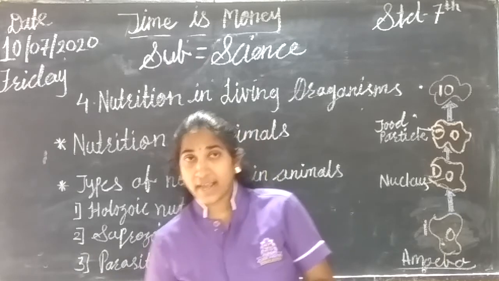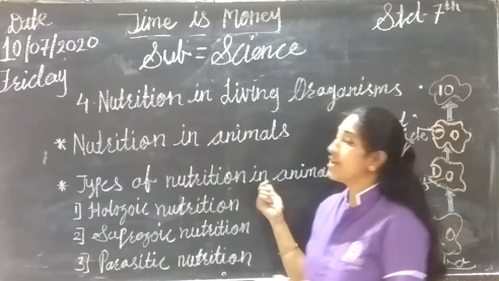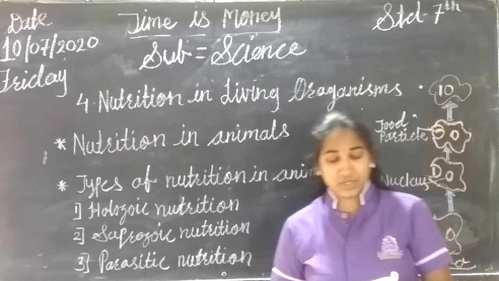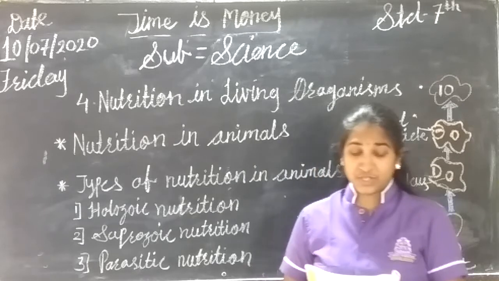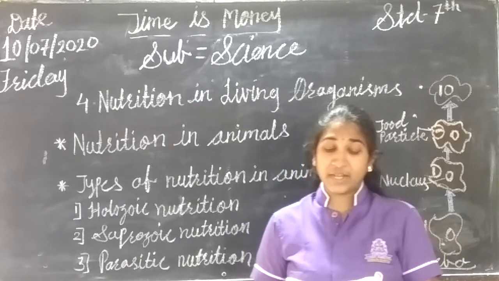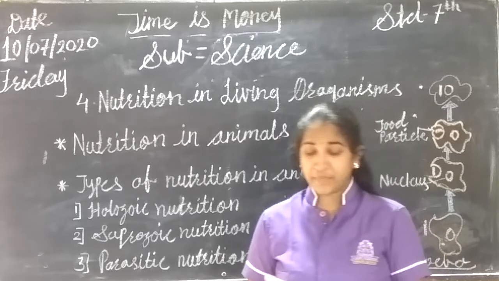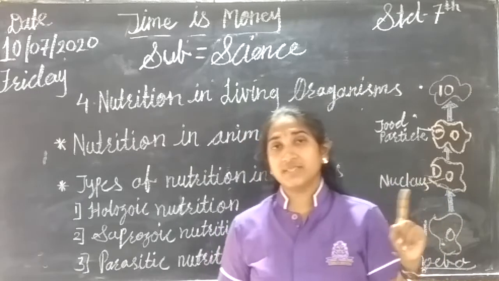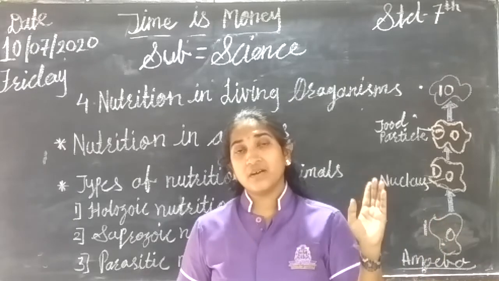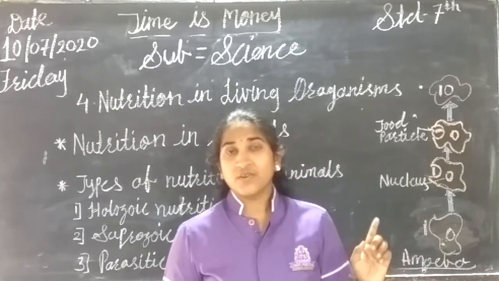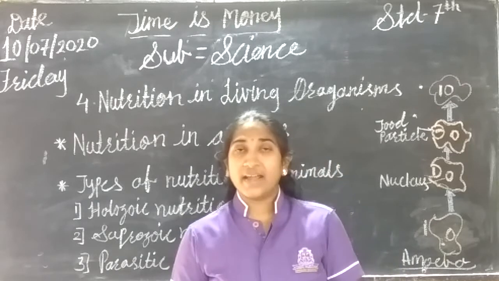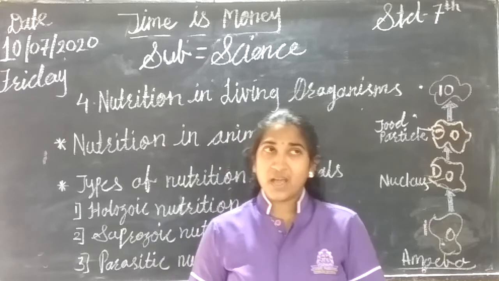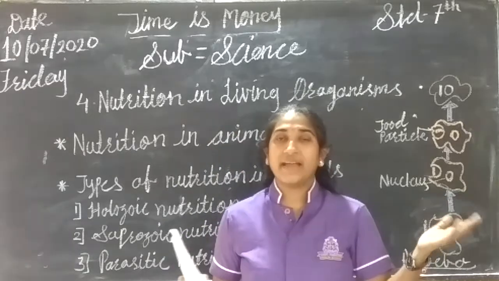Now our next topic is types of nutrition in animals. The first one is holozoic nutrition. How does ingestion occur in unicellular animals like amoeba? In this we are going to study the ingestion of unicellular animals. Unicellular means the animal which has only one cell. Its example is amoeba. Amoeba does not have organs like hands and mouth. Have you seen an amoeba with a mouth and hands?